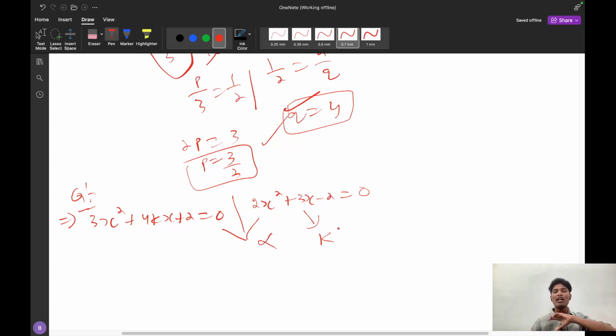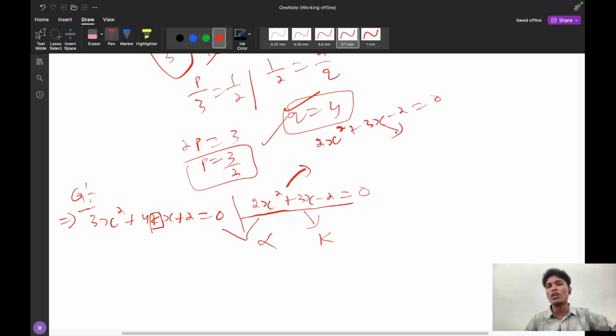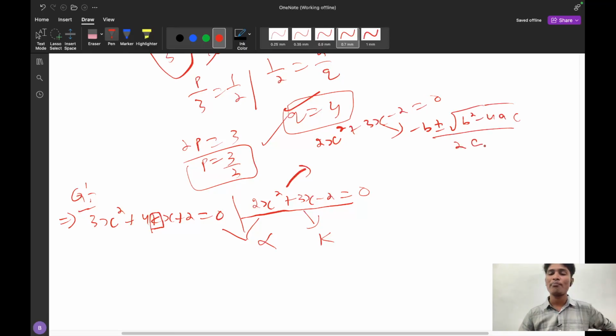In order to find the value of k, here there is one variable term k, and here there is no variable term. Here the equation 2x square plus 3x minus 2 is equal to 0 is given directly, so I can simply find the roots by using the formula minus b plus or minus root of b square minus 4ac divided by 2a. By using this formula, I can find the roots, then compare with the other equation and find the value of k. So I am using this equation.